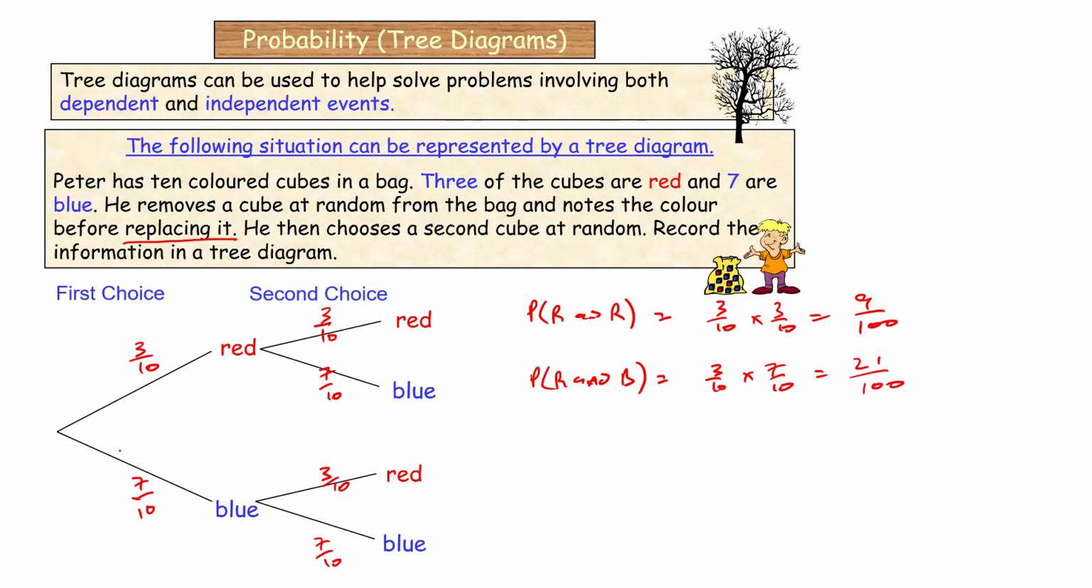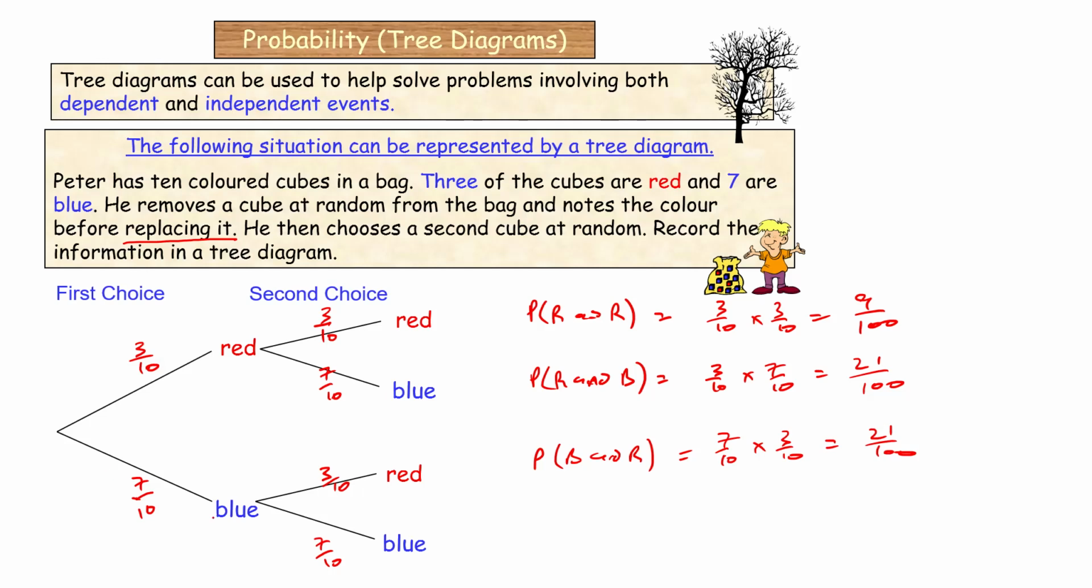If it was going to be the other way around and he selected a blue cube first, then a red cube in the second instance, that's going to be the probability of blue and red, which is the second one inverted, so it's going to be 7 out of 10 times 3 out of 10, which is 21 out of 100.